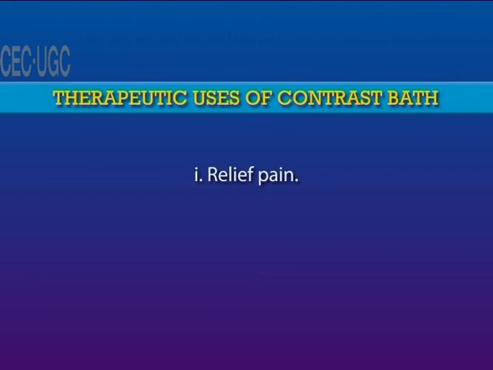During the treatment, the hot water will cool and the cold water will warm, partly due to the transfer of the warm and cold limbs from one bath to another. It is therefore necessary to monitor the temperature with a thermometer. Next topic is therapeutic uses of contrast bath. First one is to relieve pain, and the second one is it helps to reduce local edema.